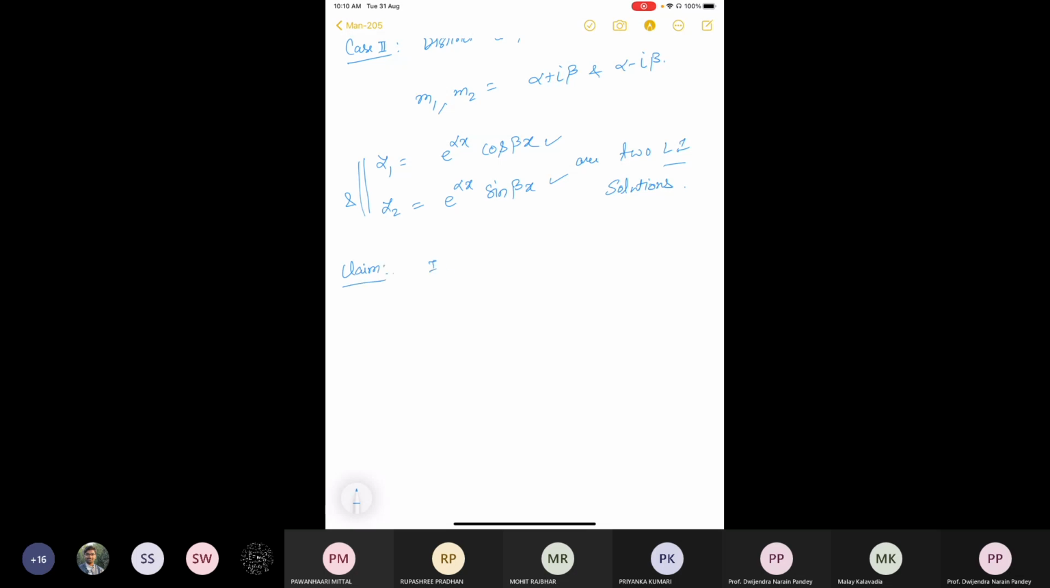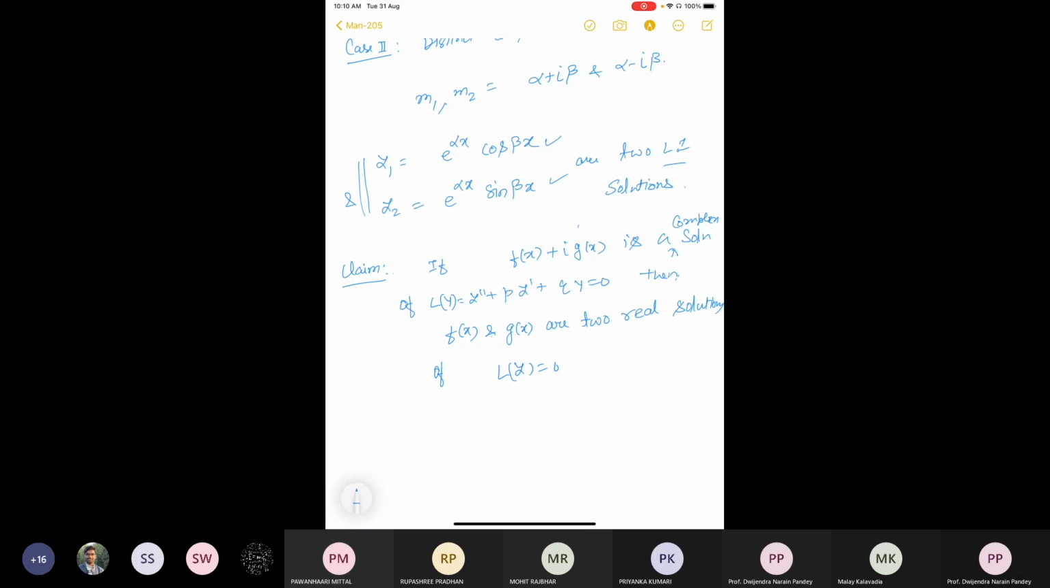Okay, so claim. Now let us prove it. Claim: if f(x) + i g(x) is a solution of y'' + p y' + q y = 0, then f(x) and g(x) are two real solutions of Ly = 0.